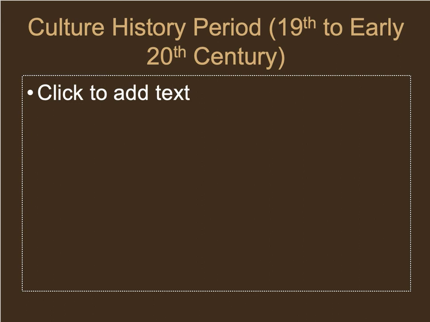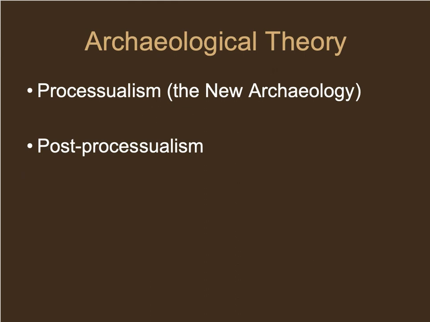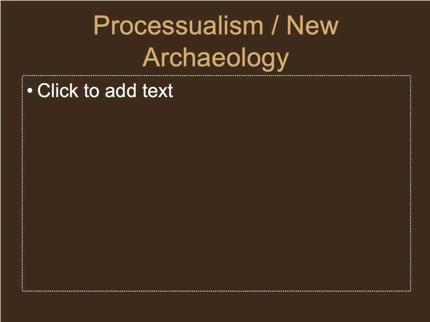So culture history. It wasn't until the 1960s that a group of archaeologists said we need to get beyond this and we need to make archaeology more scientific. And they called their field the new archaeology, to try and set it off from the culture history period. And because they were focused on the process of change through time and human history, it was also called processualism, right? So the focus on process. And they really wanted to use a scientific approach using the scientific method.